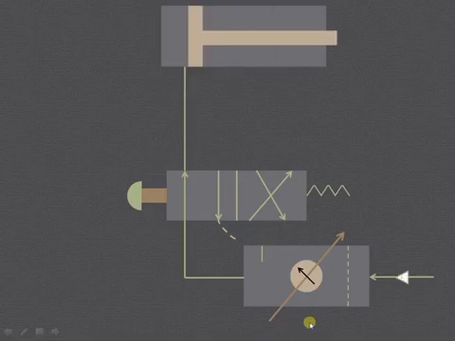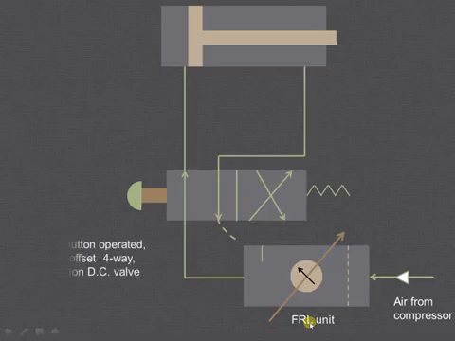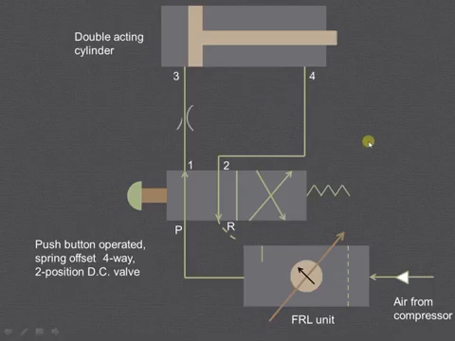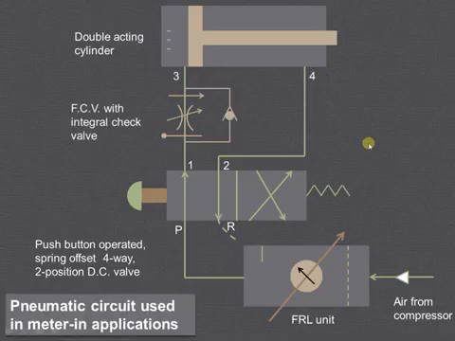They are nothing but what? The FRL unit. Then you have the direction control valve, then the double acting cylinder and the flow control valve. So let us start with our first component, that is the FRL unit. So it is the filter, regulator and lubricator unit.